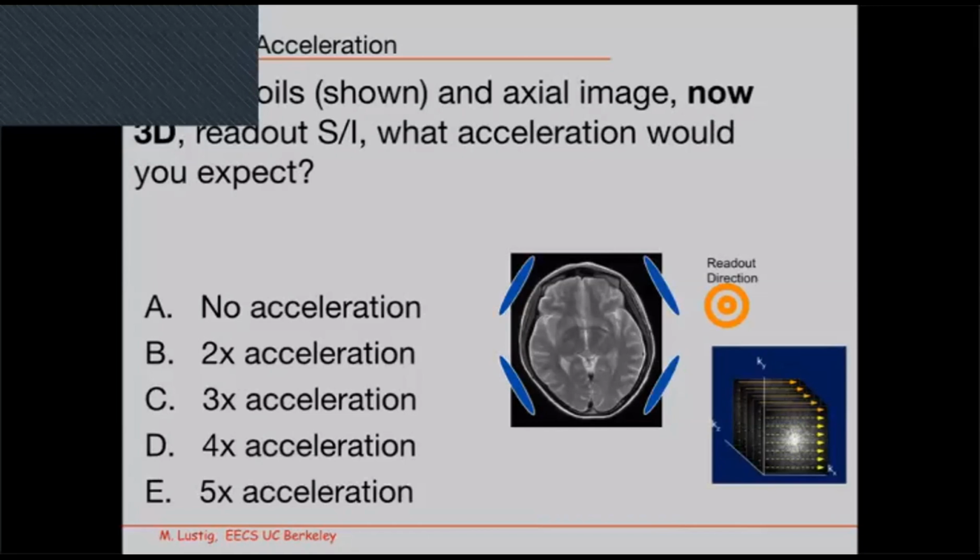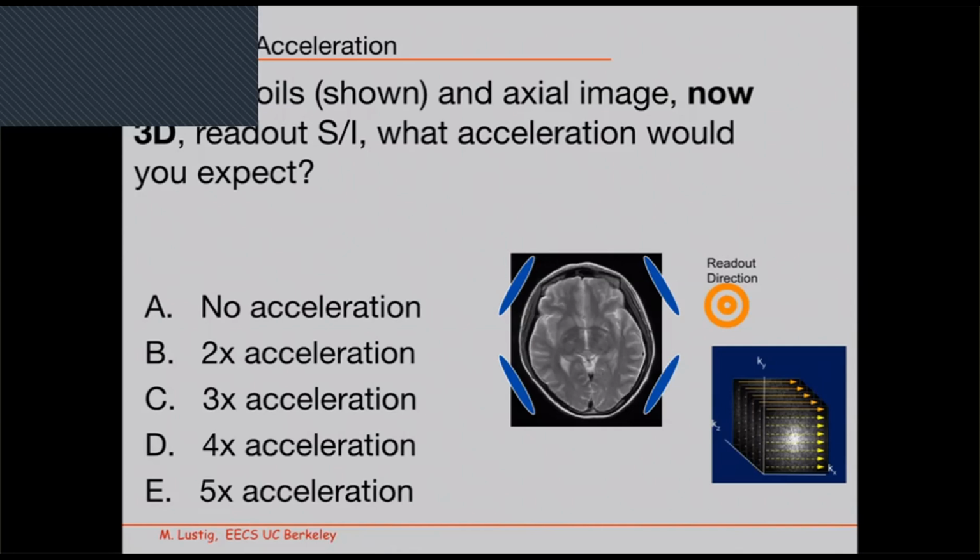So, okay, here's another case. 4 coils, same 4 coils, an axial image, but now this is out of 3D. This is a 3D acquisition. So we collect 2 dimensions that are phase encodes, 1 dimension is a readout, and the readout is into the page. So there is a 2-dimensional space of phase encodes. Okay, does that make sense?